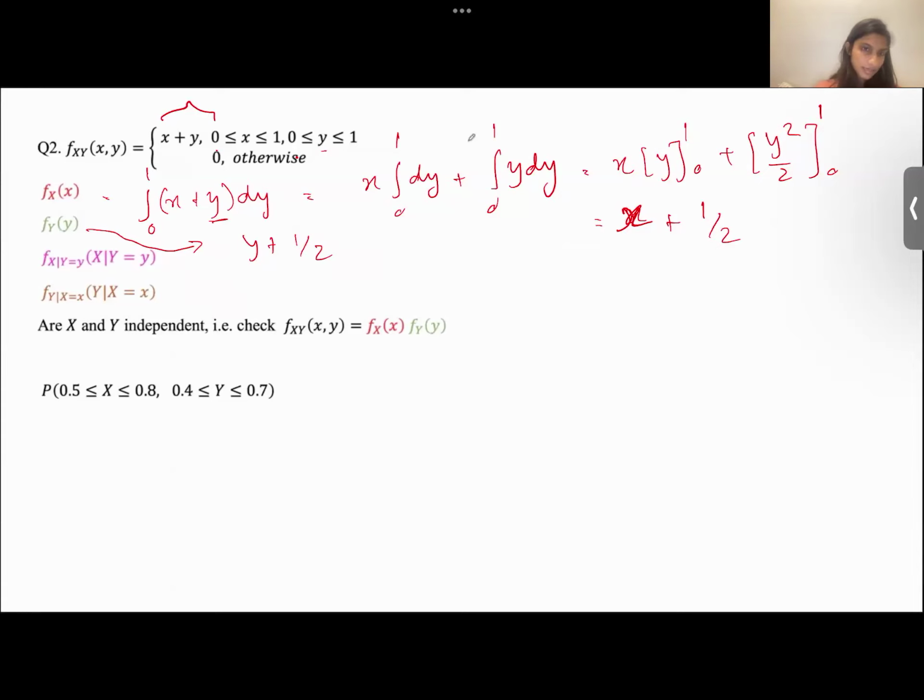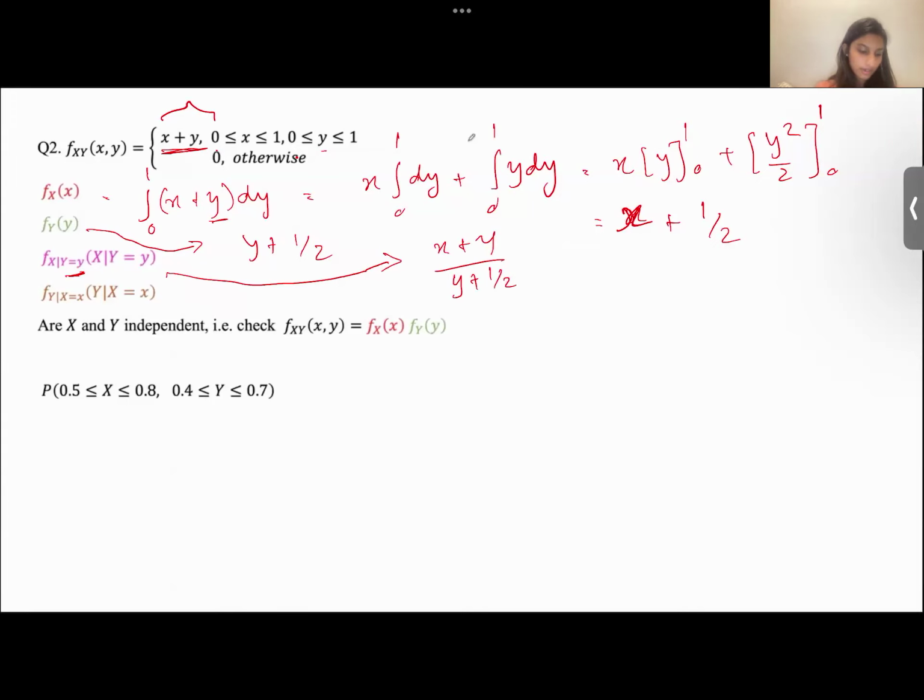Yeah, we have calculated marginal probabilities. Now we calculate, sorry, conditional probability functions. So x given y, what do you do? You do the joint probability divided by the marginal probability of y. What is the marginal probability of y? y plus 1 by 2.